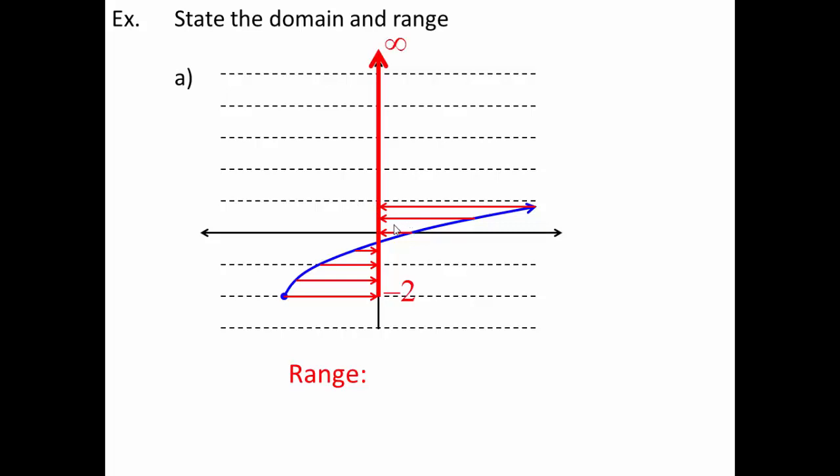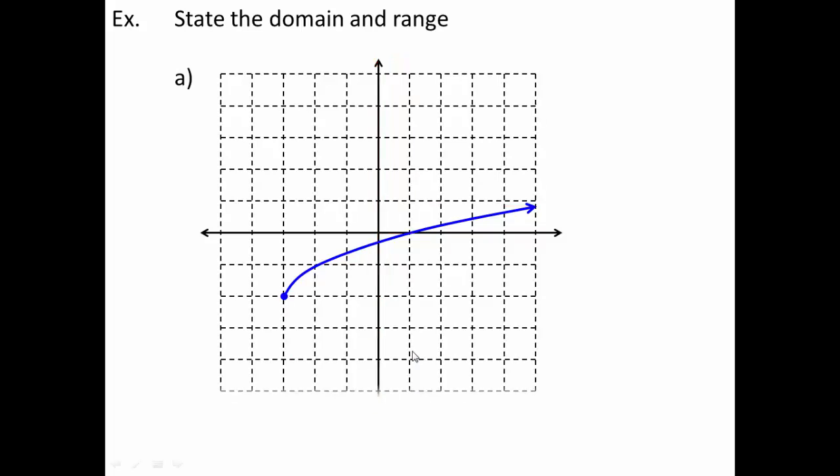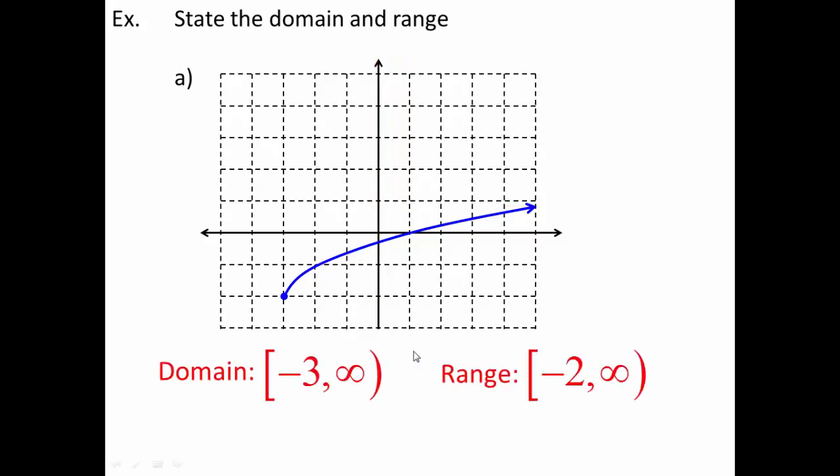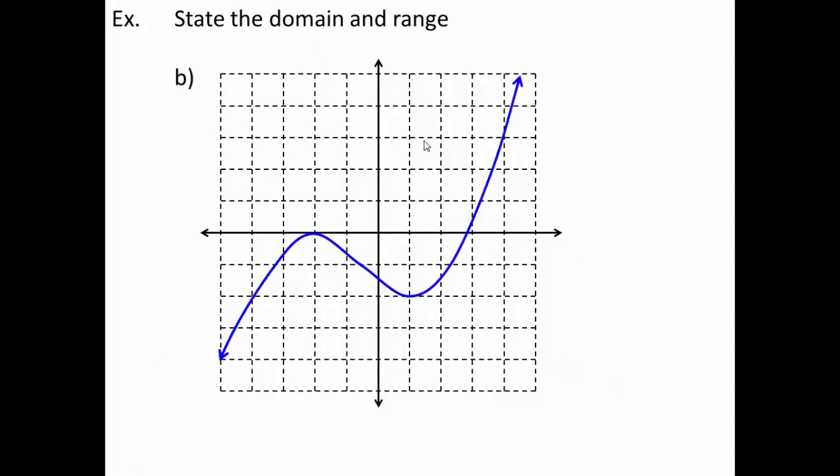Therefore, our range is going to look very similar to our domain, except it's going to start at -2 and go to infinity. So we have our domain of -3 to infinity, we have our range of -2 to infinity. And again, we did this simply by looking at the graph. We started on the x-axis at -3 and went to the right forever. We started on the y-axis at -2 and went up forever, domain and range. All right, now why don't you take a look at this one, see what you can figure out.